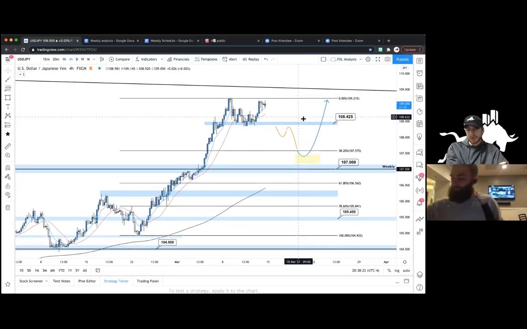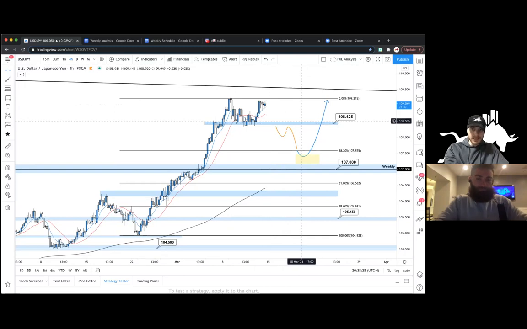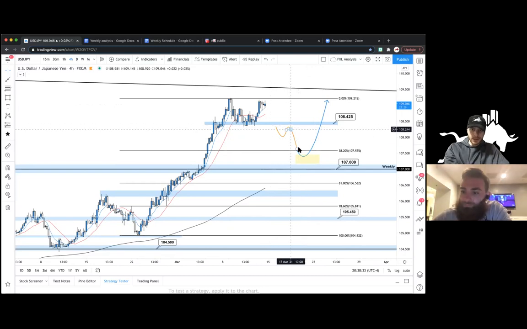Okay, for those of you that want to potentially short this, you really would want to wait for some sort of lower time frame retest of 108.425 after it breaks. So this orange trade path would be a potential sell, and this blue trade path would be where we'd be looking for potential longs. Okay.